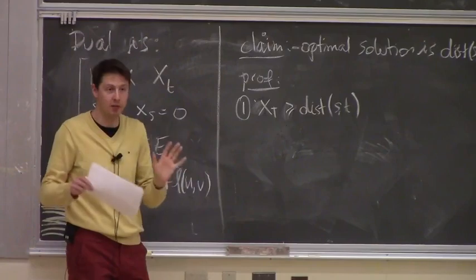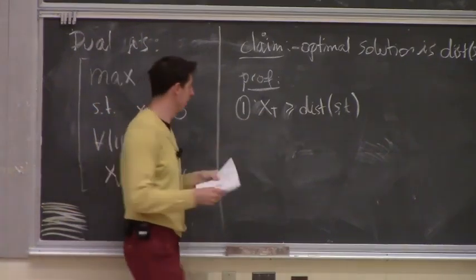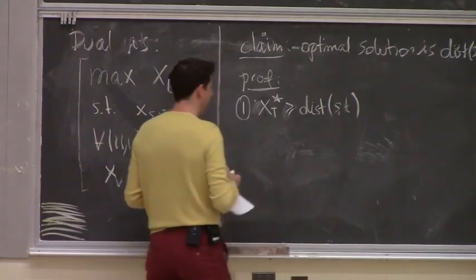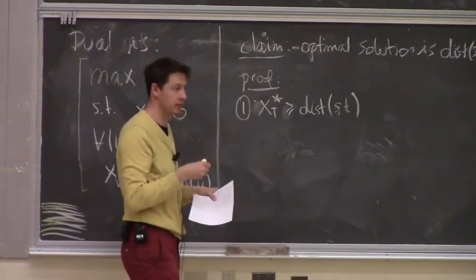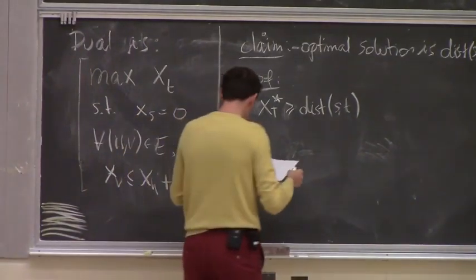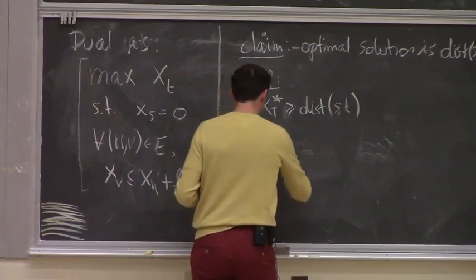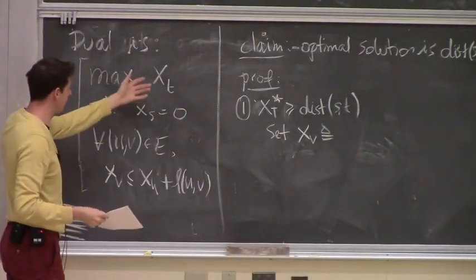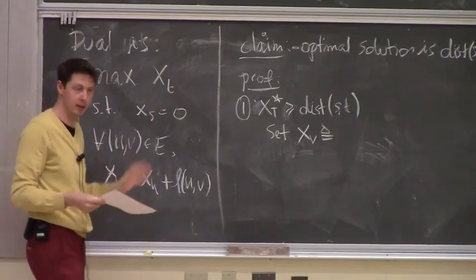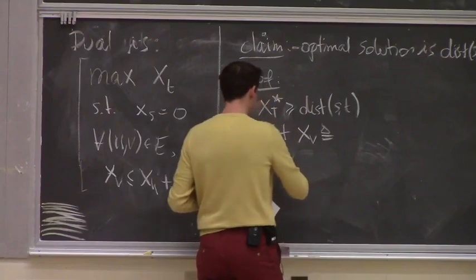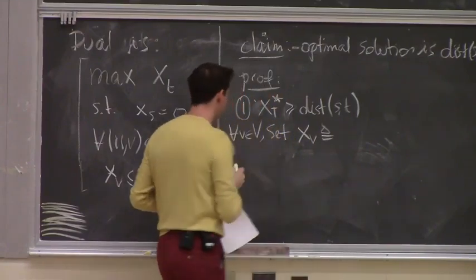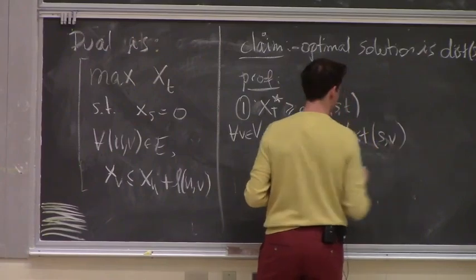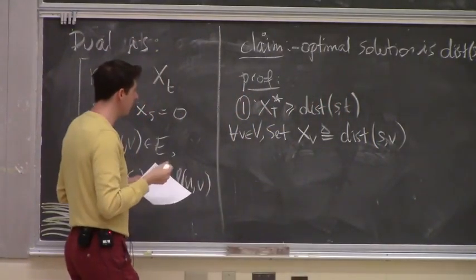So I just need to construct any feasible solution where xt achieves that, okay? So let me put a star here. I mean that the optimum is at least that much, okay? Because now, let me exhibit a feasible solution that has that value, okay? The optimum can only be bigger. So what you can do is just set xv. By the way, I can't just set xt to be something. I have to set all variables and make sure that it is feasible, right? So for every vertex v in the graph, we're going to set xv to be the distance from S to v, okay?